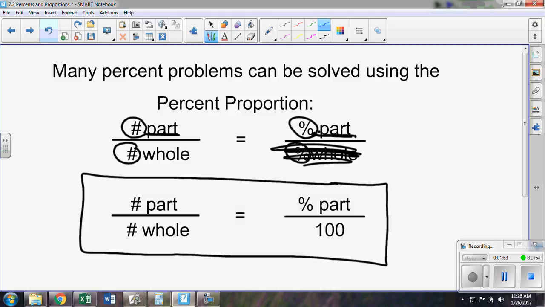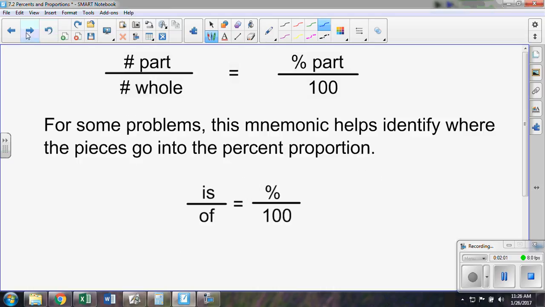To help make this even easier than that, we can take the percent proportion and use this mnemonic to help us out with a specific type of problem. Is and of are words that frequently get tied with the number part and the whole number part. Is over of equals percent over 100. And as you're working through these, you may want to write both of these things down for your notes, because these are the things that we are going to use on setting up the proportions.